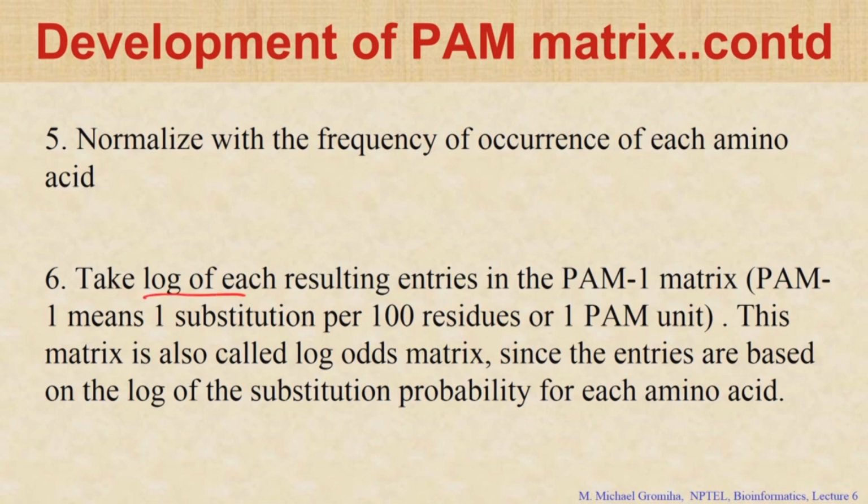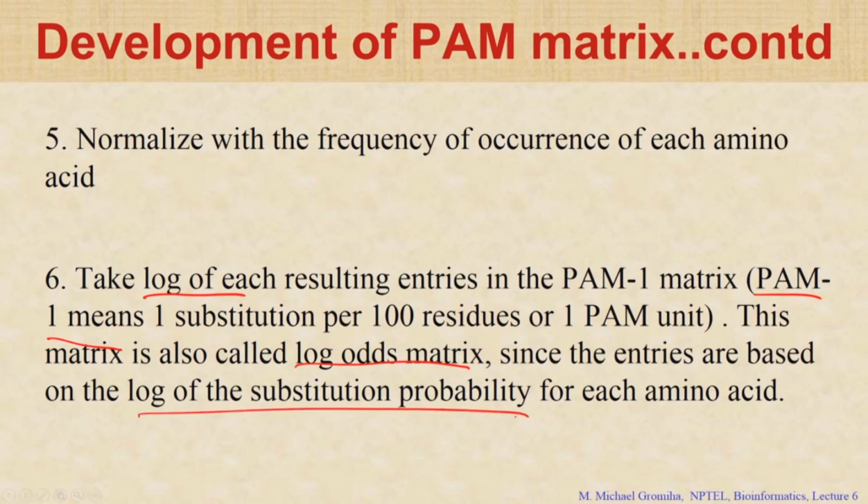Why do you take the log? Because otherwise you will get very large numbers. In the log scale, you can explain the probability of each amino acid residue being replaced with the other residues in evolutionary rates. We have different matrices, for example PAM 1. This means one substitution per 100 residues, and this is called the PAM 1 matrix. This is also called a log odds matrix, because the entries are based on the log of the substitution probability.